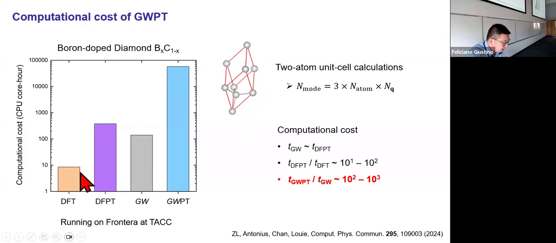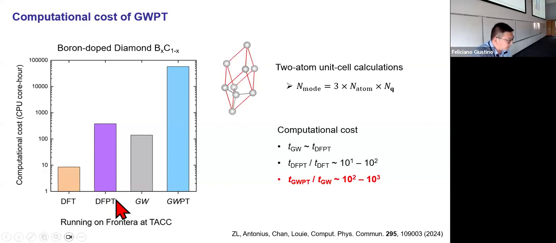If you do DFT calculation, the calculations are run on Frontera at Tech. If you do DFT calculation, including generating wave functions and so on, it's roughly on the order of 10 CPU core hours, which is very straightforward. If you use one node, that's just a few minutes.